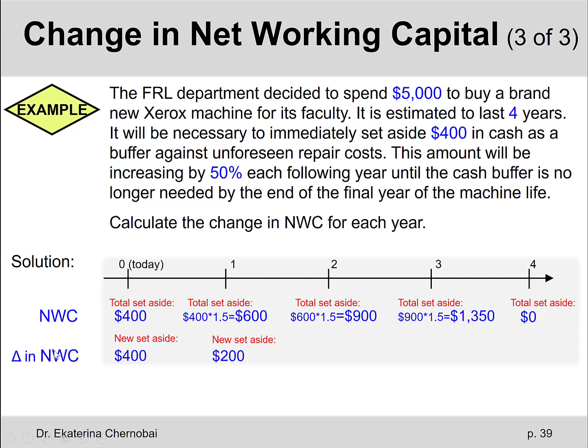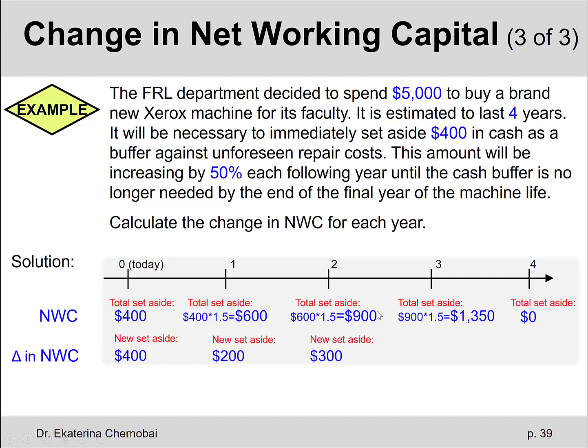More generally, to find the change in net working capital for any year, you look at the difference in the net working capital between the year before and that year. So the difference between $400 in year 0 and $600 in year 1 is $200. And that's the change in net working capital over the first year. Now, the same way we can look at how much extra cash would be set aside during the second year. From the first row, where we have the total cash reserve, we need to see how this cash reserve would change. And we see that it would increase from $600 to $900. That's a 50% increase that was given, which in dollars equals $300. Then the same way we calculate the change in net working capital for the third year.